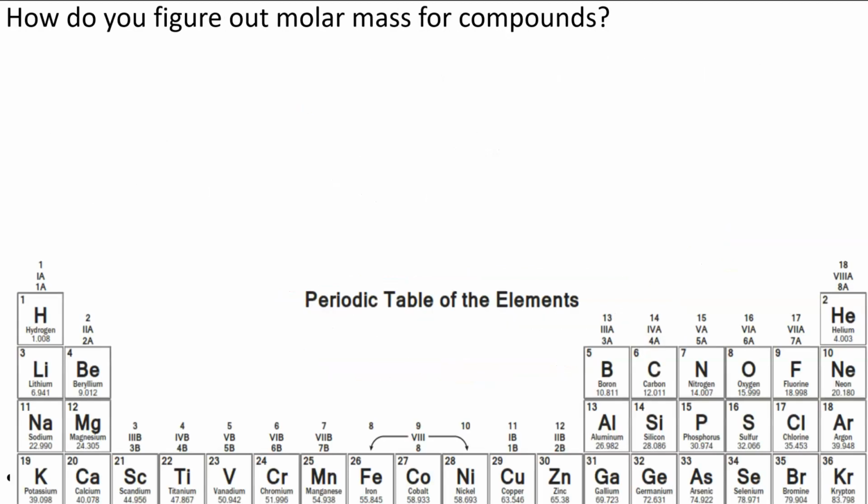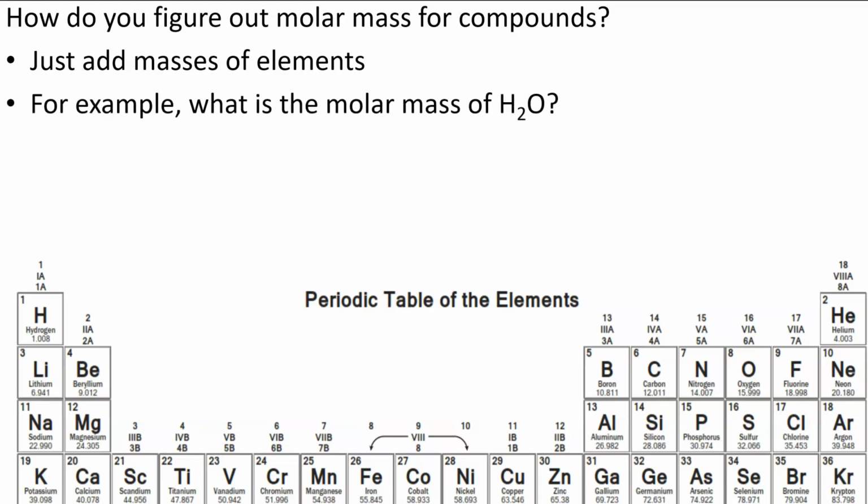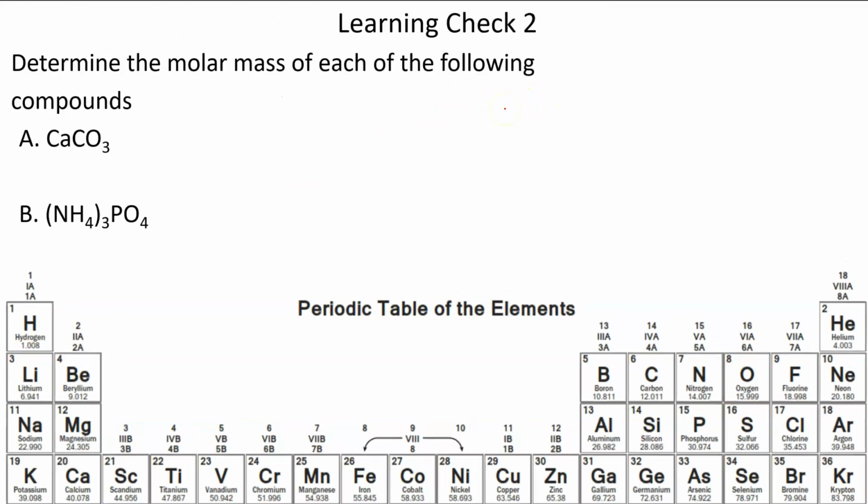All right, so how do you figure out the molar mass of compounds? Just add the mass of the elements. So what does that mean in English? Well, this is what it means. For example, what is the molar mass of H2O? You can see there's 2 H's and 1 O. Well, we know O molar mass is 16 grams, right? Remember, round to the nearest whole number. H is going to be 1. Why? Because, once again, we can ignore the decimals. So you could just do it in your head. 16 plus 2 is 18.